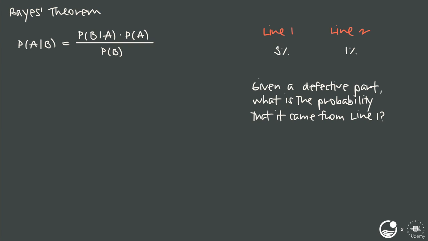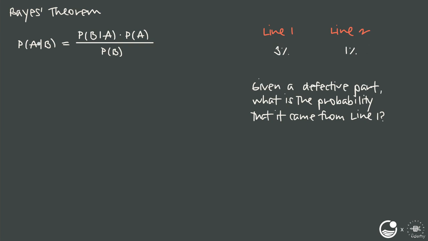It's almost like calculating the probability of something in the past or going back in time. I have a defective part at this point. I don't know which assembly line it came from. I want to know the likelihood that it came from line 1 versus line 2. What's the probability that the defective part came from one assembly line versus the other?